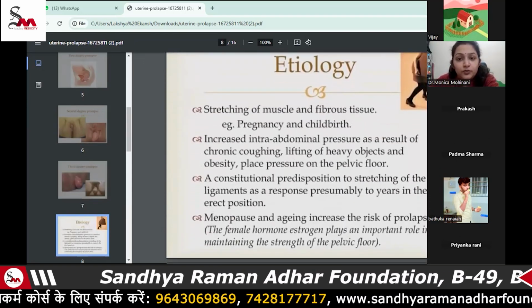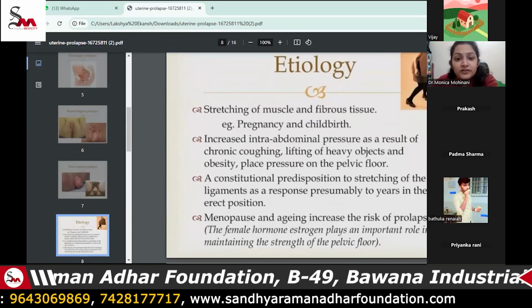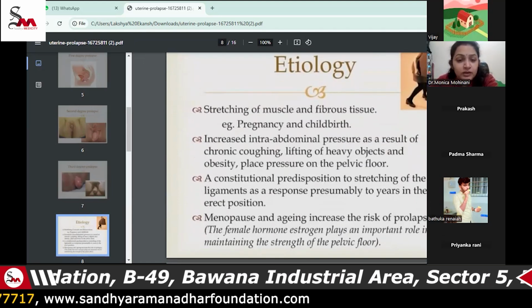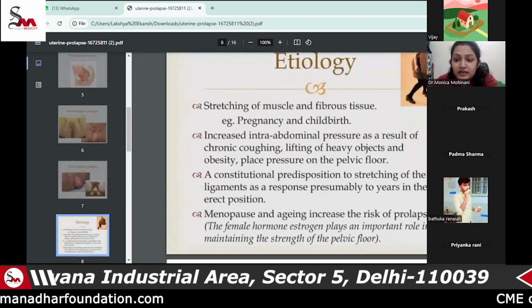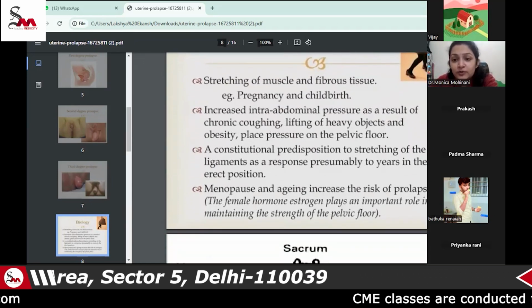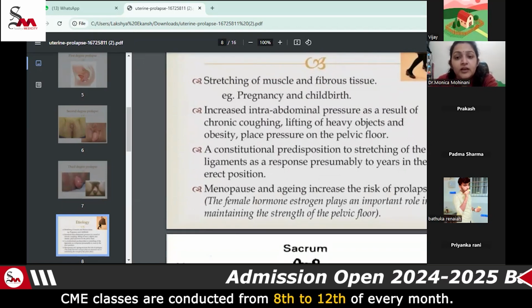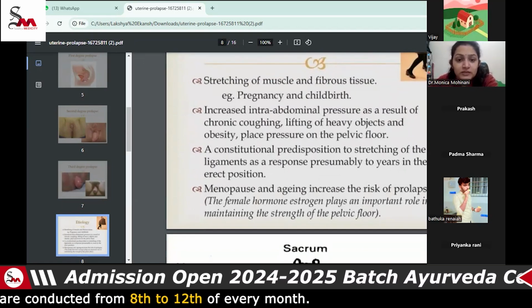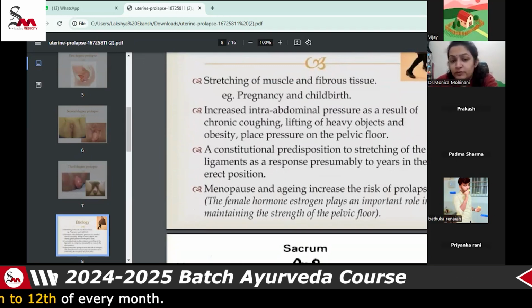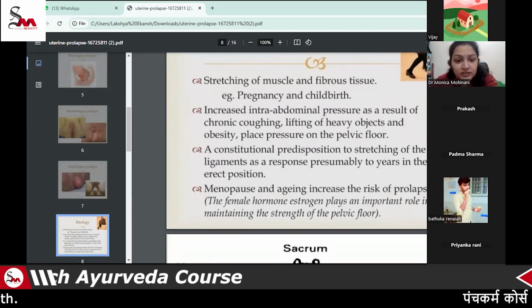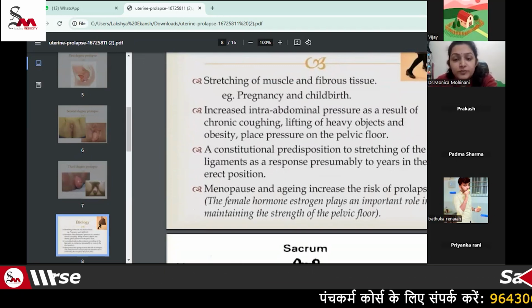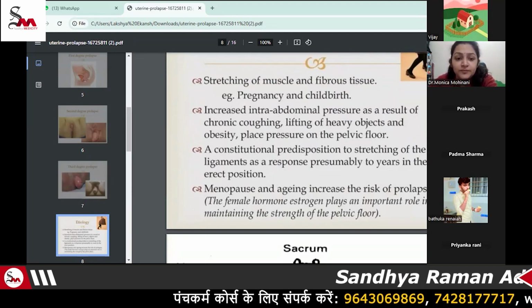When we go to the etiology, we discussed stretching of muscles and fibrous tissue, for example during pregnancy and childbirth. Increased intra-abdominal pressure as a result of chronic coughing, lifting of heavy objects, and obesity places pressure on the pelvic floor. So, like other herniations, this increased intra-abdominal pressure may result in prolapse.